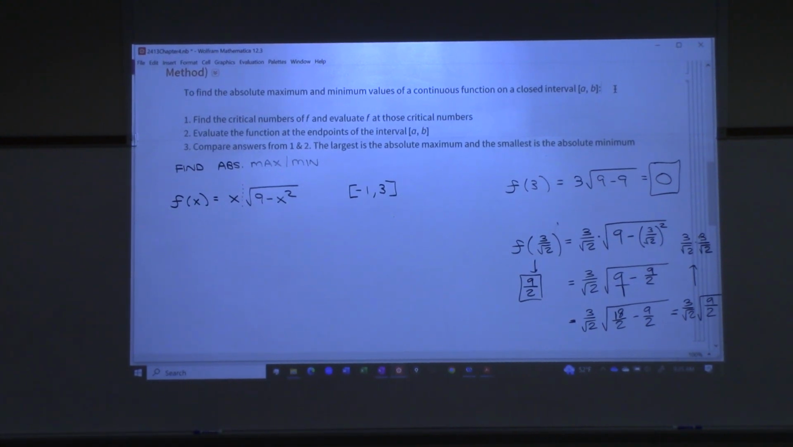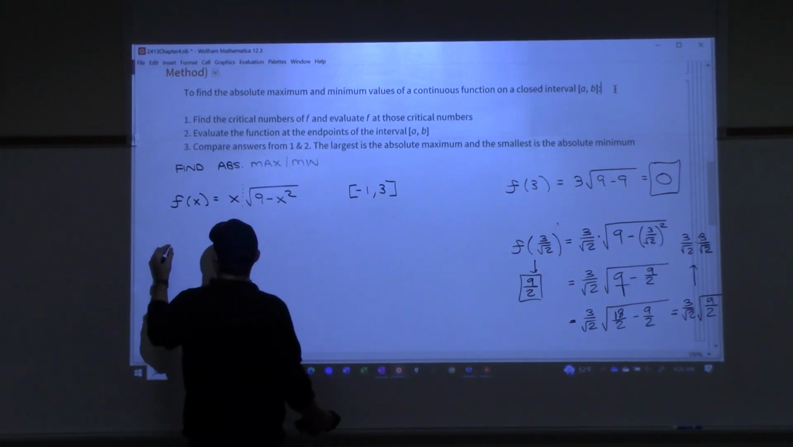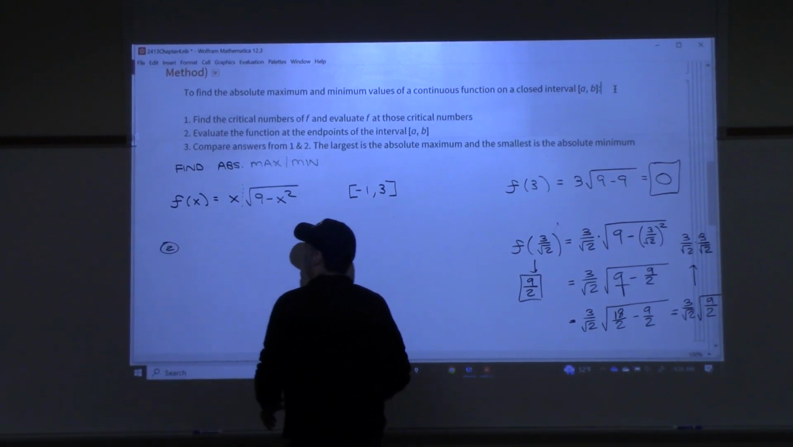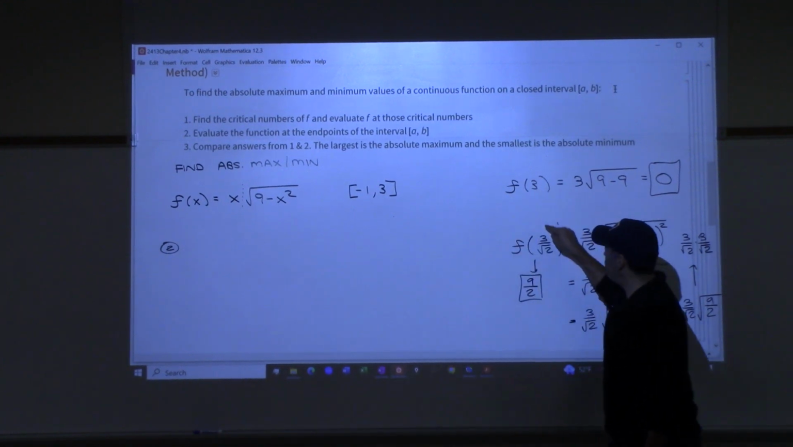All right, so right now I know that at my critical numbers, I get a 0 that comes out and I get a 9 halves. I don't know if that's the smallest or biggest yet, because I still have to look at what? The 2 endpoints. Yes? So the critical numbers are just 3 and then 3 over root 2. Yeah, these were my only 2 critical numbers.